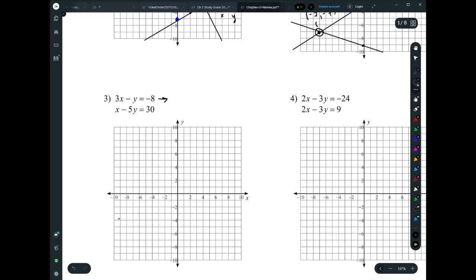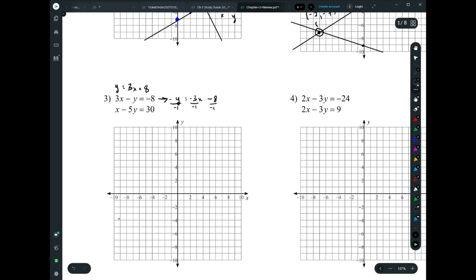Some other types to be aware of are, of course, if you have to solve for y first, make sure that you do that. So negative y is -3x -8, dividing everything by -1. Just means that first equation is y equals 3x -8, or +8, sorry.